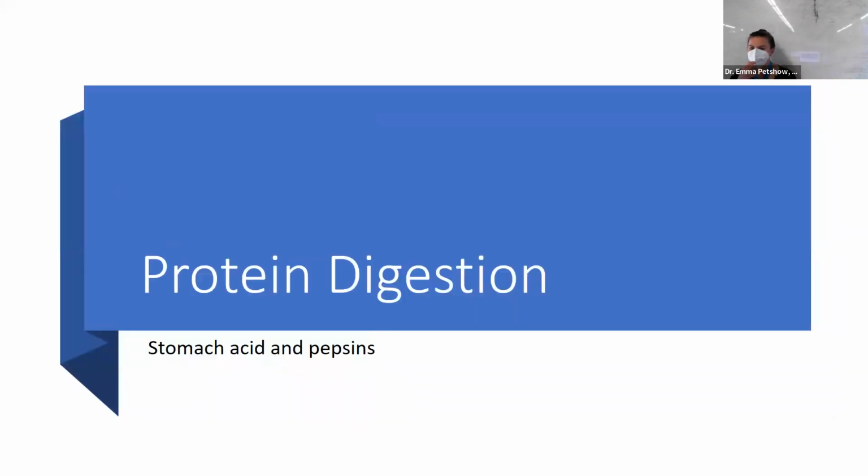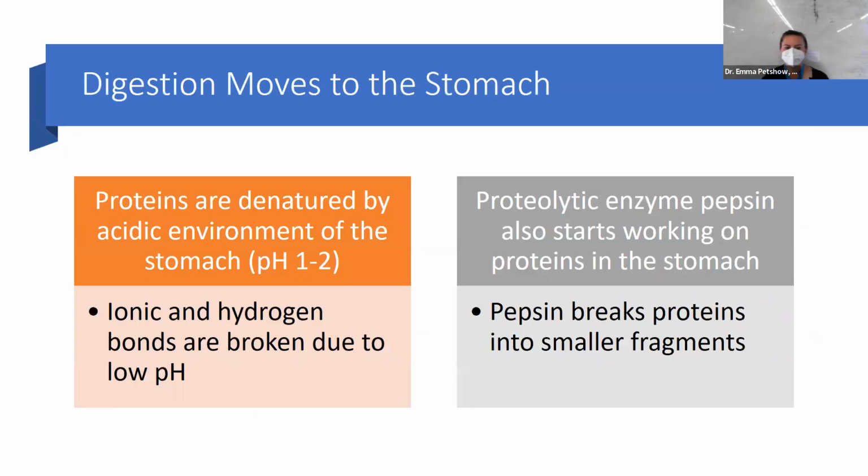So then we're going to talk a little bit about the protein, because once we get food into the stomach, that's really where protein breakdown starts. There's no protein breakdown that happens in the mouth outside of just mastication. So we're going to talk a little bit about stomach acid and pepsins. So digestion then moves to our stomach. Proteins are denatured by that acidic environment of the stomach. The pH is 1 to 2 in the stomach, right?